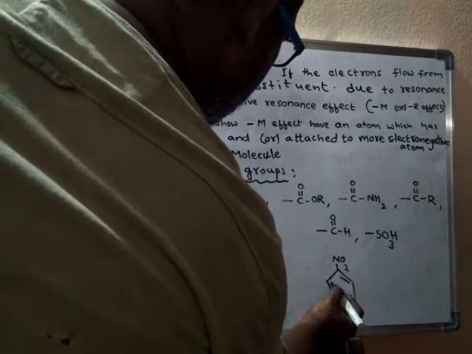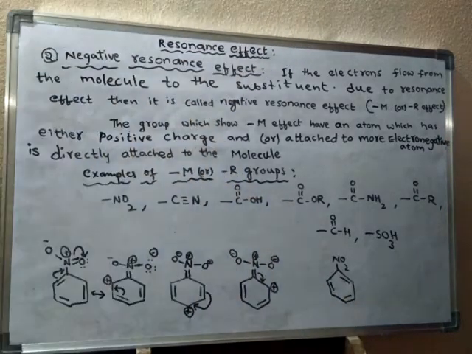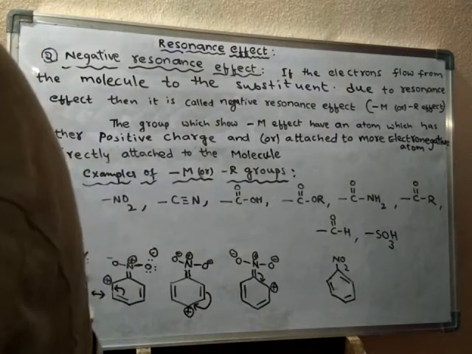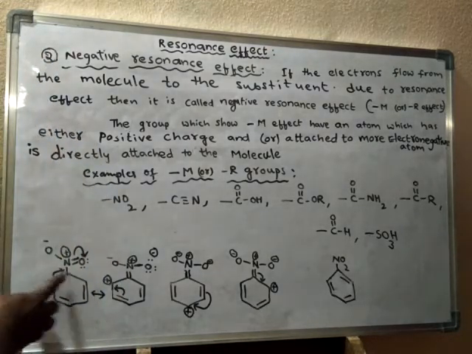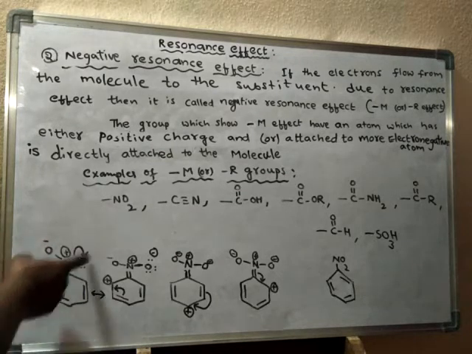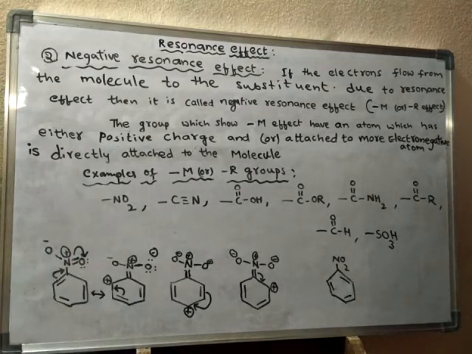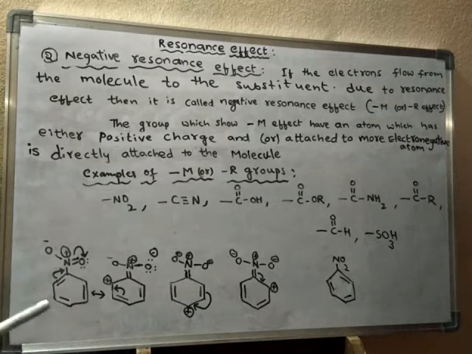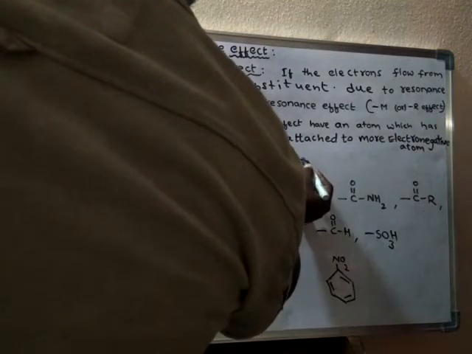Okay, so now finally this structure will be obtained. Like this, resonance takes place. In this process, the ring is donating electrons to the group substituent. Such a group is said to be a minus M group or minus R group, or else an electron withdrawing group.